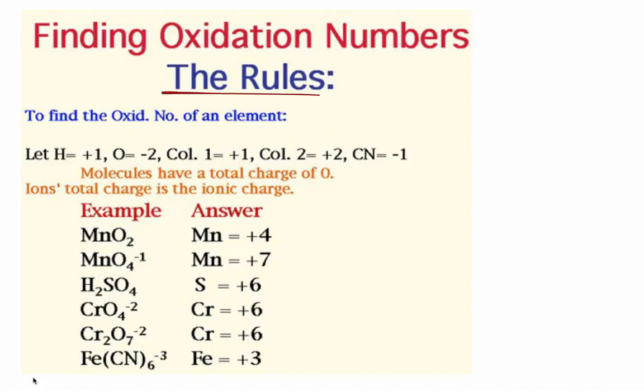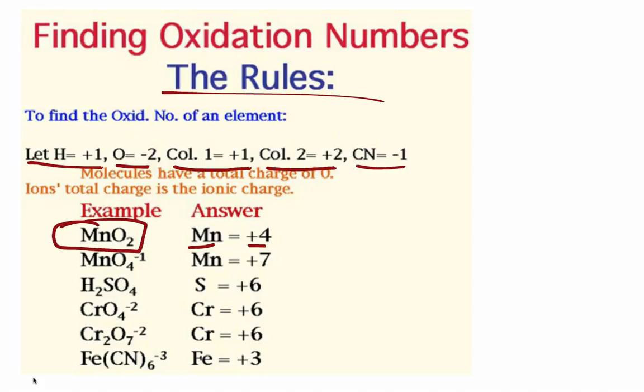So notice they give some additional rules here. They say pretend hydrogen's always +1, which primarily it is, unless it's hydride. Oxygen almost always -2. Column 1's always +1. Column 2, our alkaline earth metals, always +2. And notice they're saying cyanide is a -1. So if we look at our examples here, our first example is MnO2.